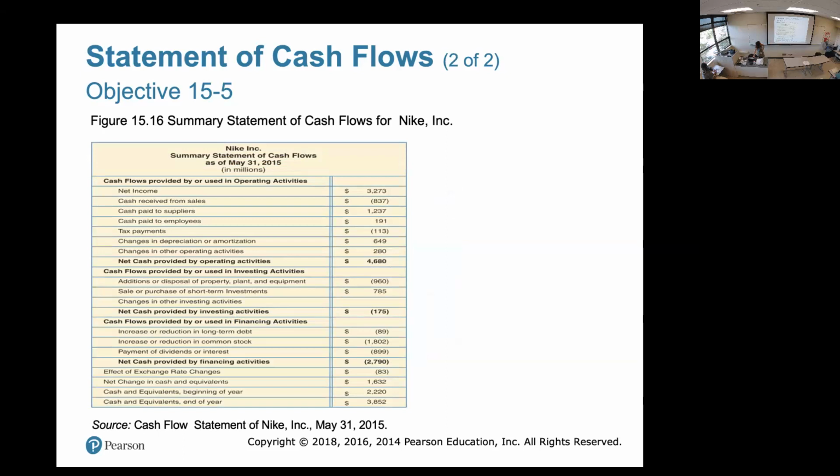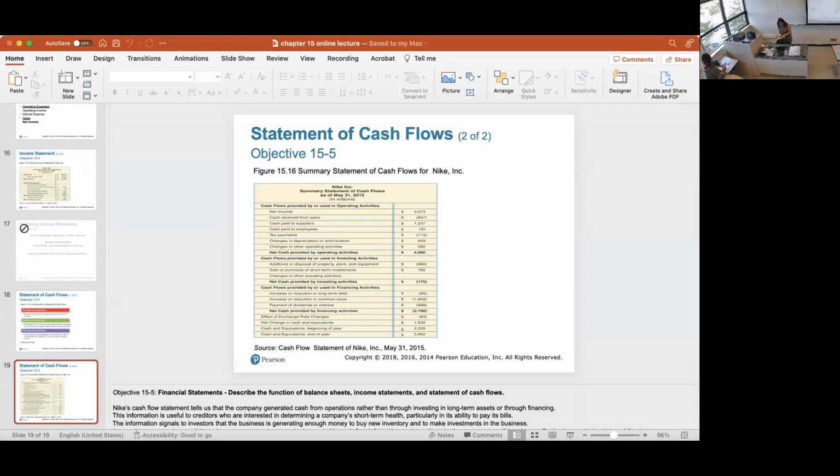Here is another example of a cash flow statement. You can examine this further in the textbook. All right, that's it for financial statements. Let me just stop this recording.